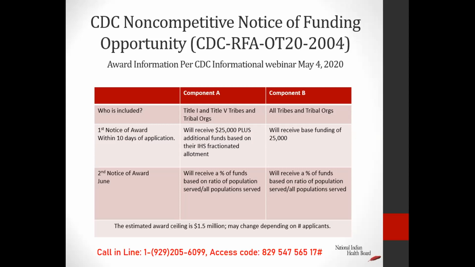However, you won't be receiving the additional funds based on your IHS fractionated allotment 10 days after applying for this. Again, there was some confusion over who should be applying. Whether you're a component A or component B, you should be applying for this funding. You will be receiving funding within 10 days of the application, as well as additional funds in June.